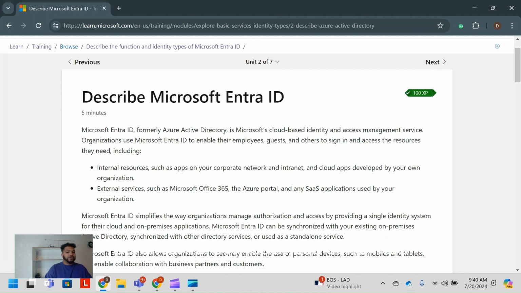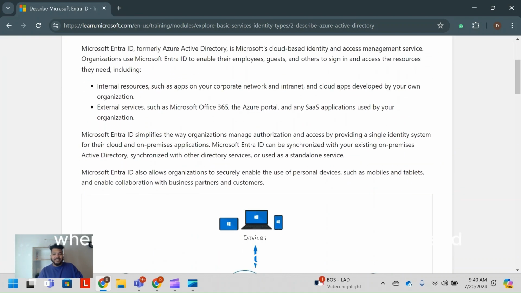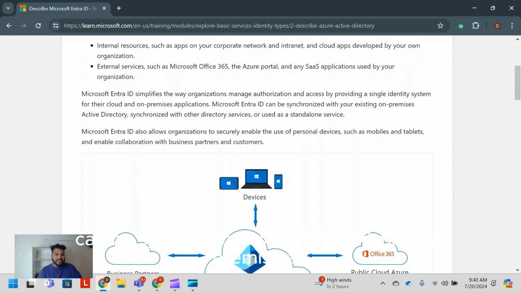So Entra ID simplifies the way organizations manage authorization and access by providing a single identity system for their cloud and on-premise applications. Entra ID can be synchronized with your existing on-premise AD, and we talked about that just a minute ago. AD can be synced to the cloud. You can synchronize with other services or use it as a standalone service. You don't need on-premise AD, but you can sync your on-prem. It also allows organizations to securely enable the use of personal devices such as mobile phones and tablets, and enable collaboration with partners and customers.